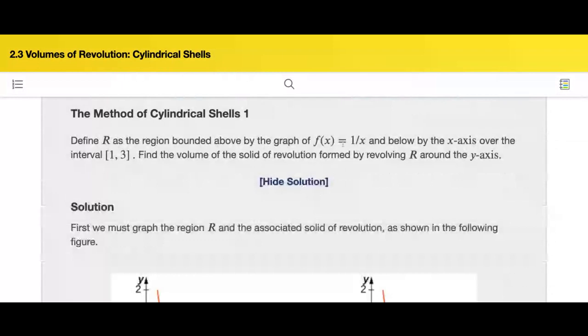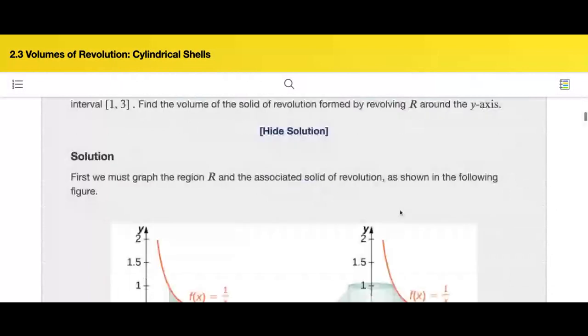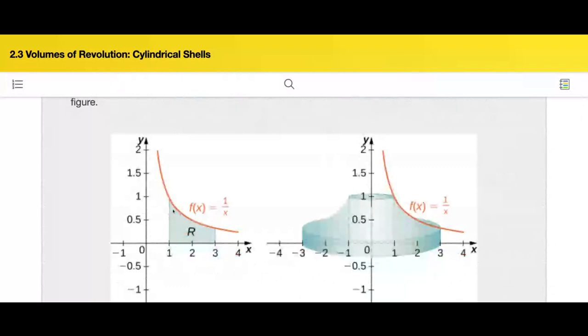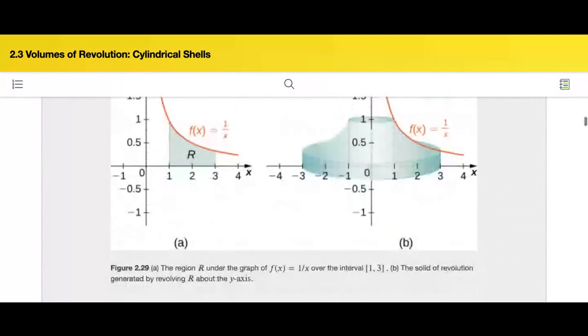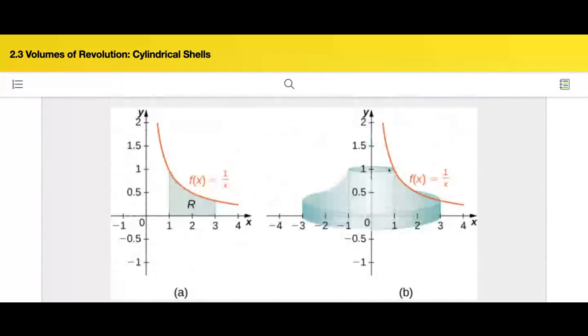So the region is below the function 1 over x, above the x-axis. The interval is 1 to 3, and we want to find the volume revolved around the y-axis. Under 1 over x, above the x-axis, from 1 to 3, we get this region, and when we revolve around the y-axis, we get this hollowed solid. Of course, we can use the disk method or the washer method, but let's try the shell method. We cut through this, lay the pieces out, and get a pile of rectangles, so we evaluate the area of every rectangle.